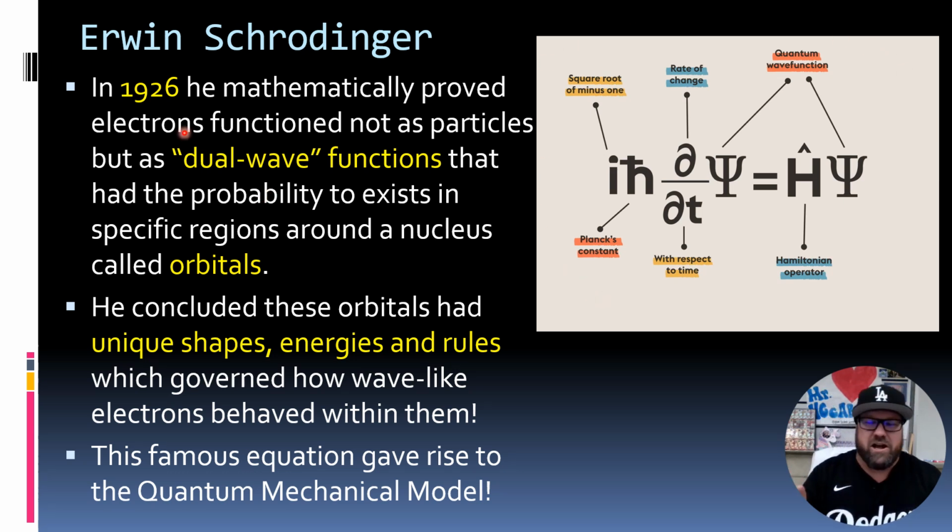And in a nutshell, for people like Mr. M, this math is a little beyond him in his old age. In 1926, he used this to mathematically prove that electrons function as dual waves and not small solid particles, right? And they had the probability to exist in specific regions around a nucleus that he called orbitals. Now, he concluded these orbitals had unique shapes, energies, and rules which governed how wave-like electrons behave in them.